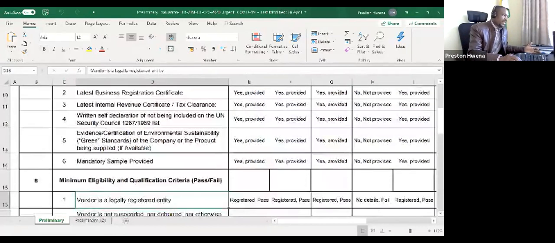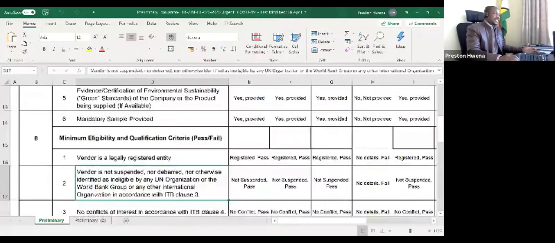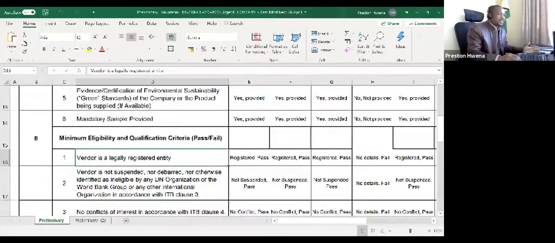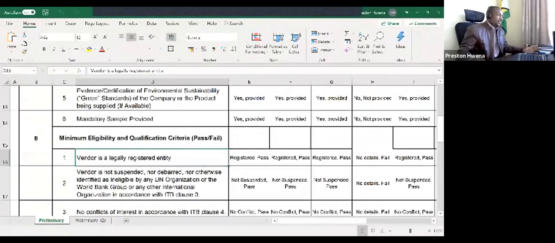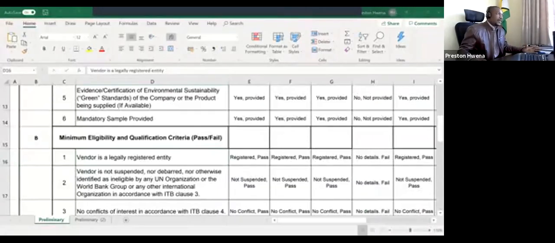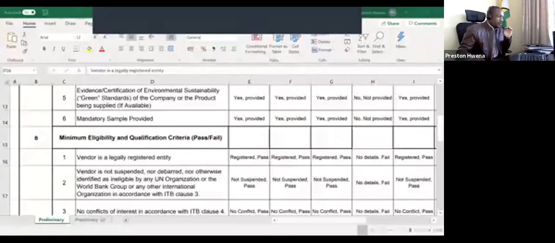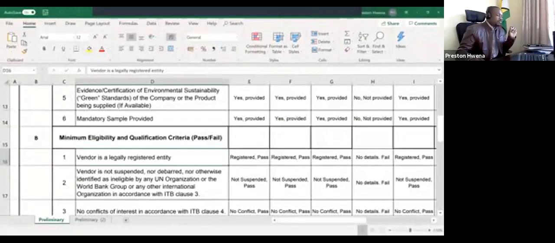Then here, when we look at the minimum eligibility and qualification criteria, this is a pass or fail. So if you fail this section, it means your bid will not proceed. If you fail this section, it means your bid will not be considered. So first, for example, we are looking at a legally registered entity. We believe in working with registered companies. So if your company is not registered, then there's no way we can do business with you.